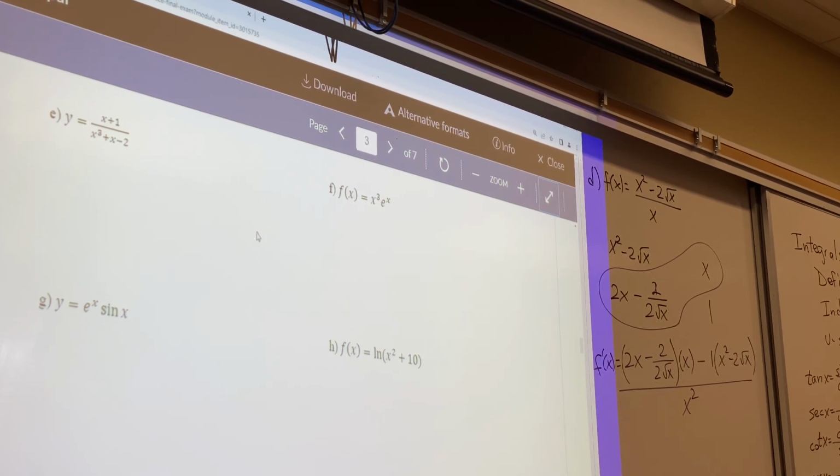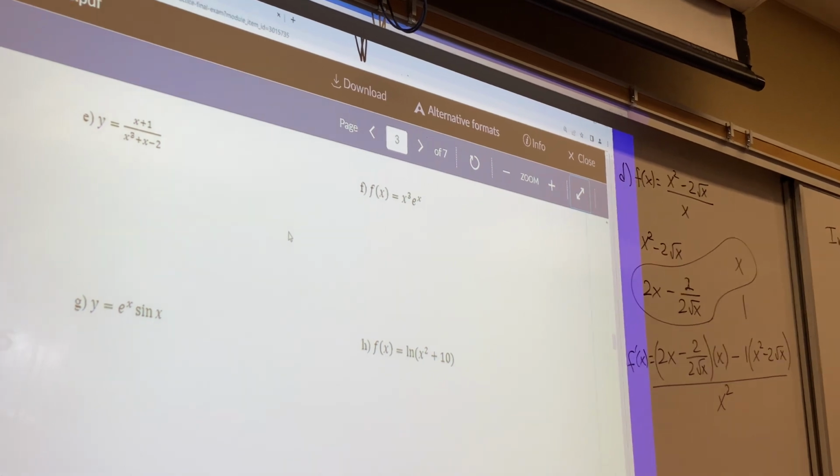Let's go ahead and take a 10-minute break. We'll come back at 10:50, and then continue on with some more derivatives, and then we'll get into the integrals.